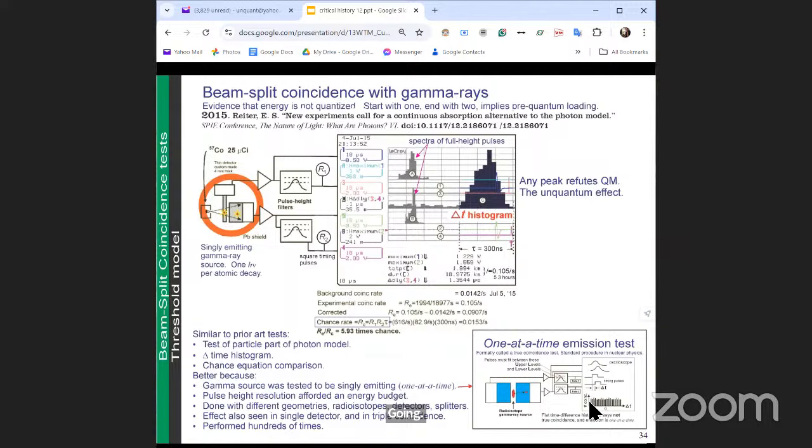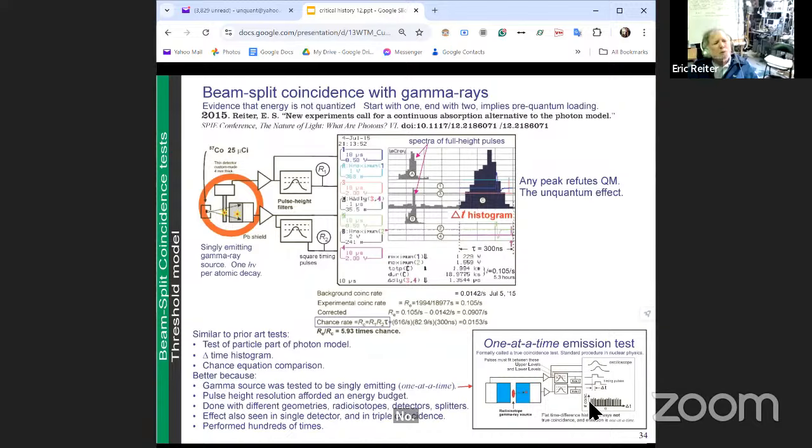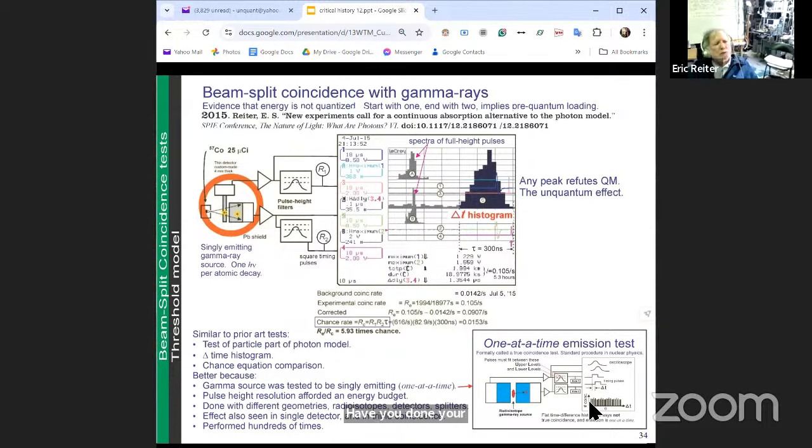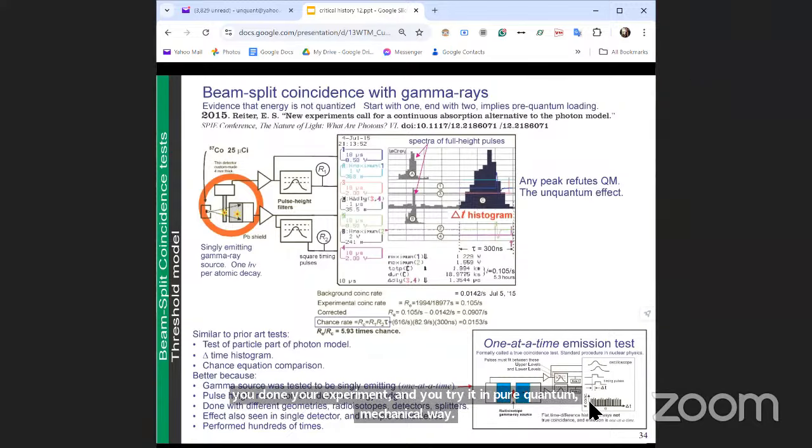No. Do you have the quantum theory? You say you've done your experiment and you try to explain it in a pure quantum mechanical way? Yes, that's what all of those other experiments have done. What is the difference between these results and your results from your theory?